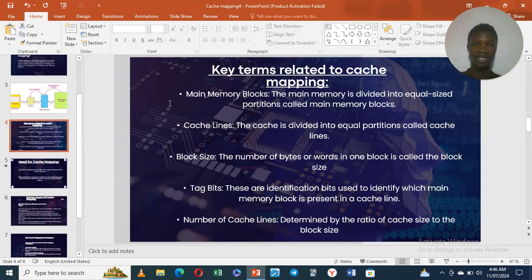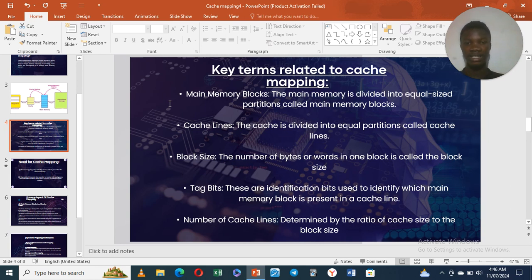The first one is memory block. The main memory is divided into equal size partitions called main memory blocks. These blocks contain the actual data or instructions stored in the memory. Then the cache line. The cache is divided into equal partitions called cache lines. Each cache line corresponds to a specific portion of the memory.